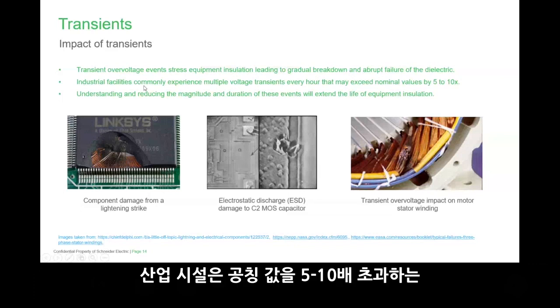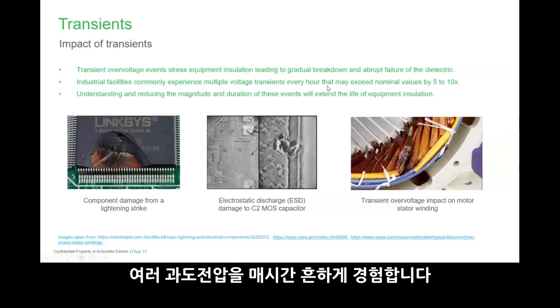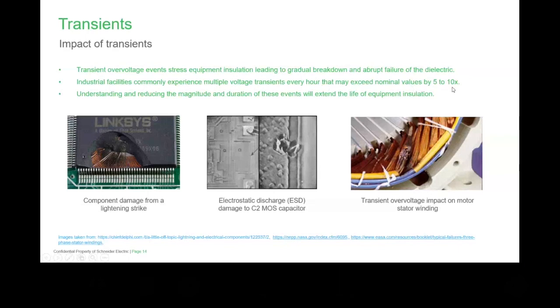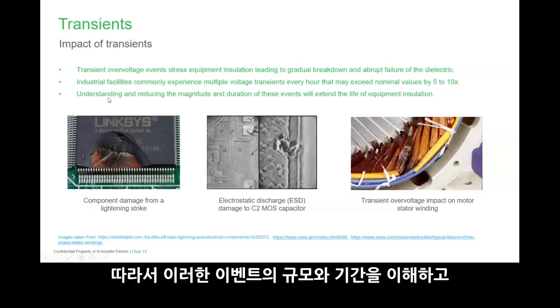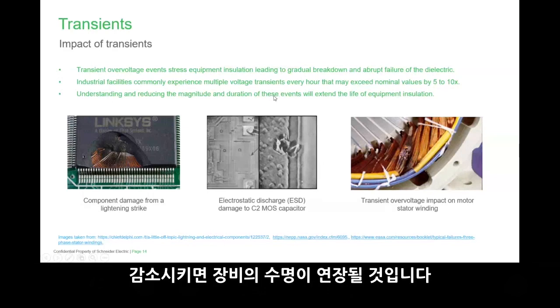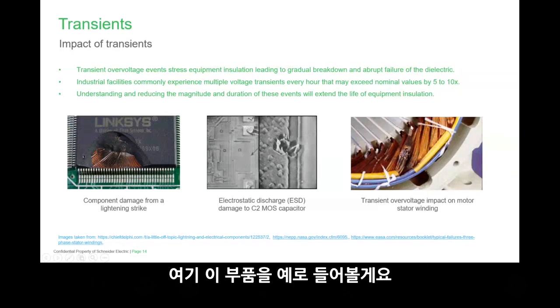Industrial facilities commonly experience multiple voltage transients every hour that may exceed nominal voltage values by 5 to 10 times. Understanding and reducing the magnitude and duration of these events will extend the life of equipment. For example, this part over here is the motor winding. The transient output from the variable speed drive itself can cause damage to the motor windings if care is not taken to put in a proper solution.